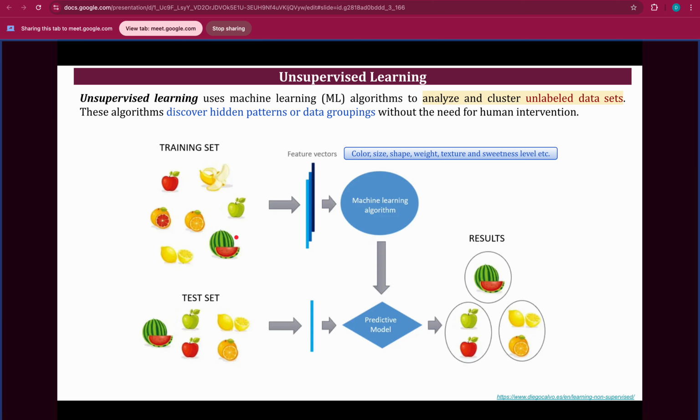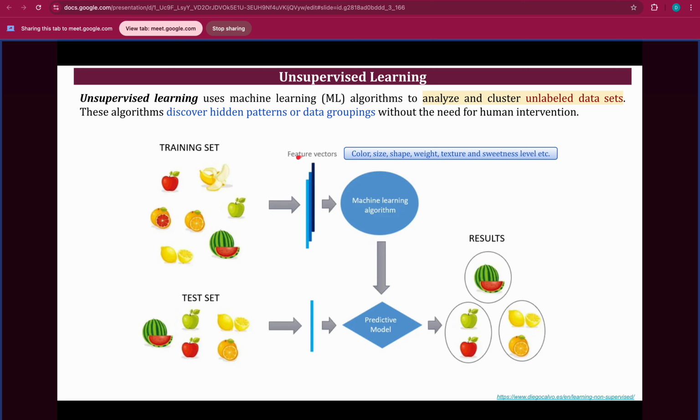So now in unsupervised learning, the task is to identify and cluster similar looking objects, to identify which objects are different and which are similar. So it tries to discover hidden patterns and data groupings without the need for human intervention. In this case this is a training set. So now how do we identify or cluster?